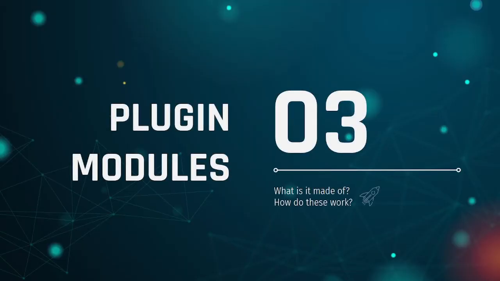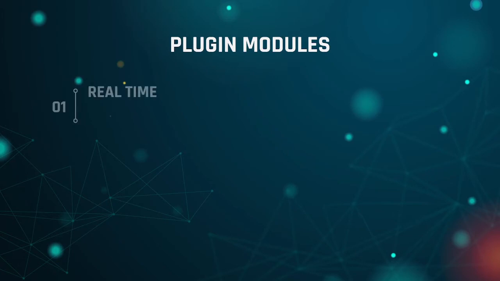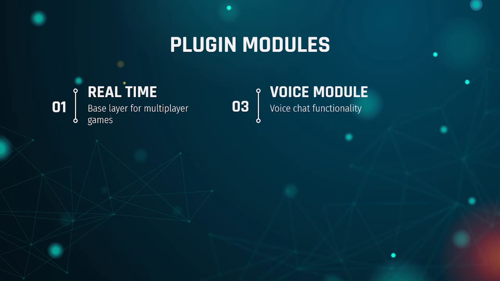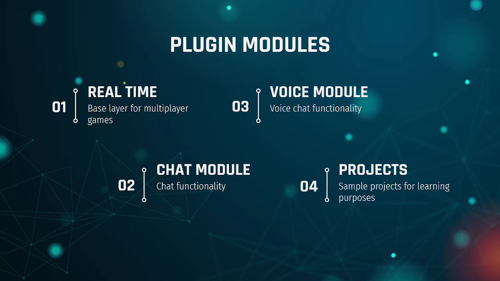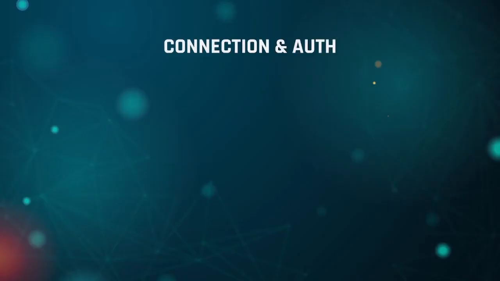These are the plugin modules that it is made of and how this works. We have the real time, which is the base layer for multiplayer games, the voice module, which is basically the voice chat, and the text chat, which is the chat module. We have other modules in the project because we have different ways of doing things. I provide some modules for games because people ask me all the time how to do this using Photon. How can I do Fall Guys or Among Us? So I have been doing some modules for them.